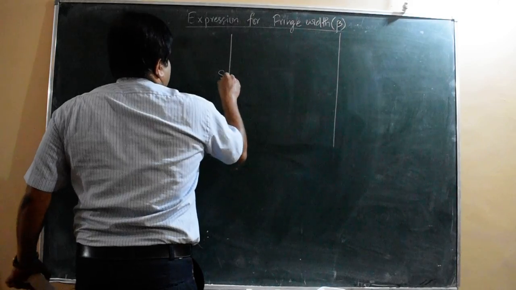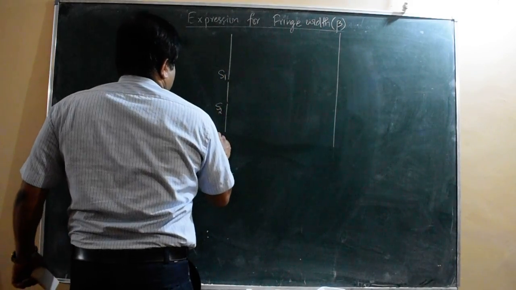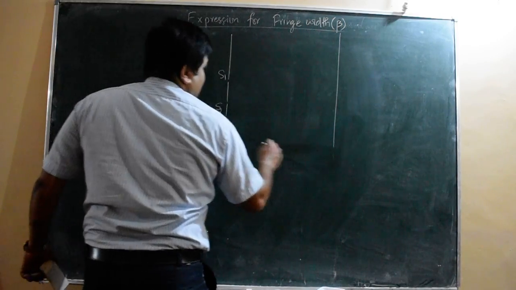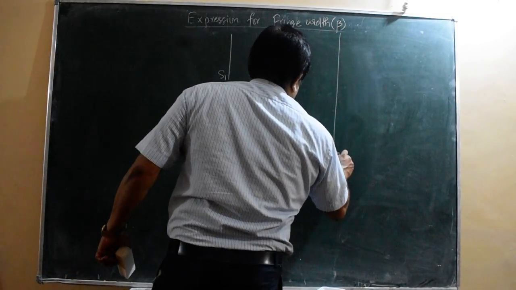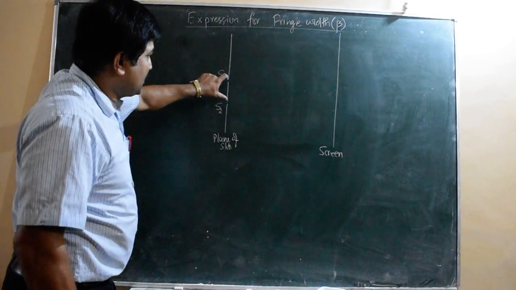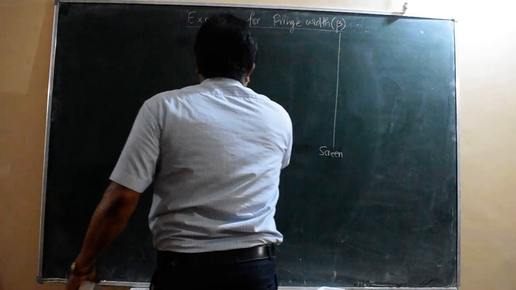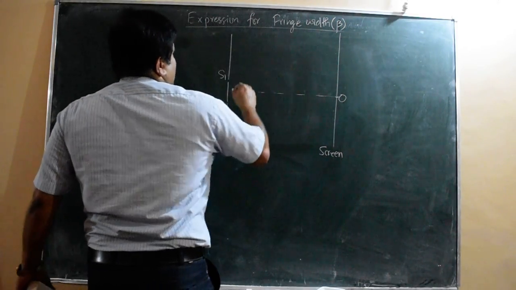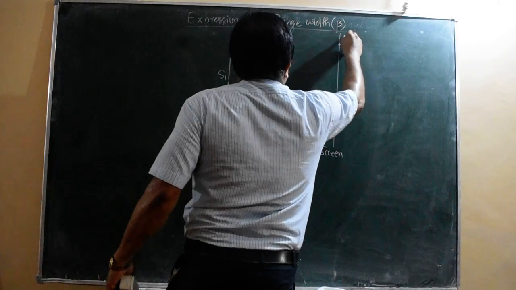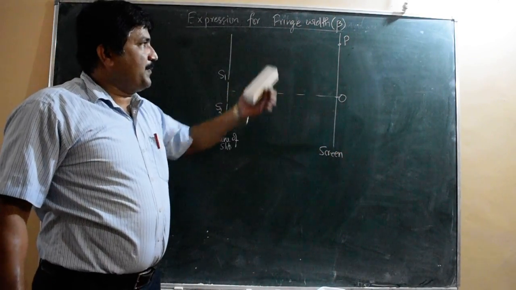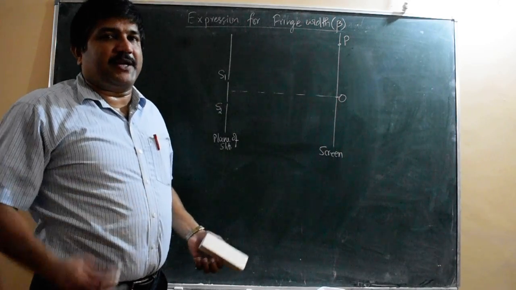Okay, this is the slit S1 and this is slit S2. This is the plane of slits, and this is the screen. Light of wavelength lambda is illuminated on the single slit first, then on the two slits. Now we take this point as the middle of the screen, O. At any point P here, I assume there is a bright fringe formed, the nth bright fringe.